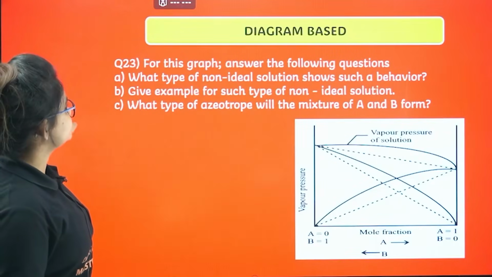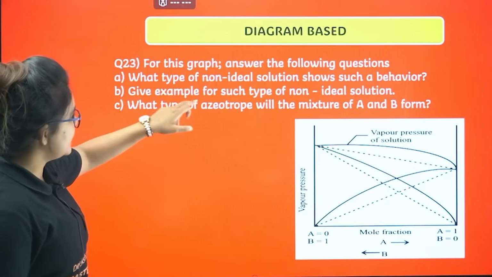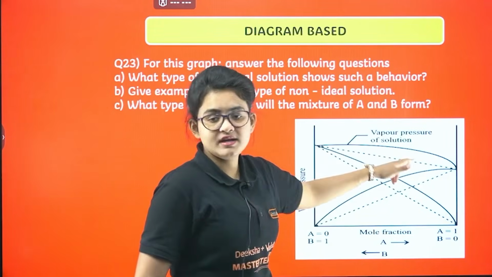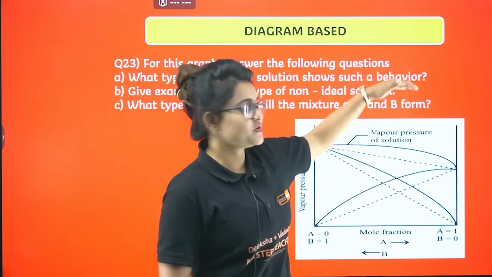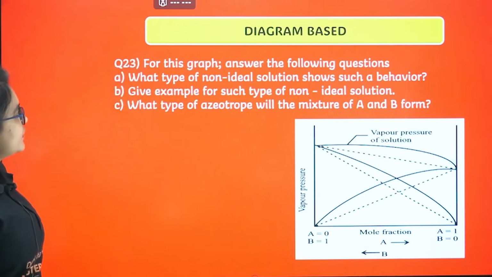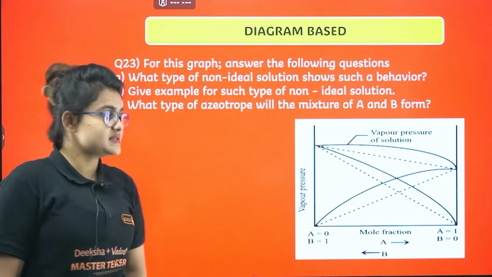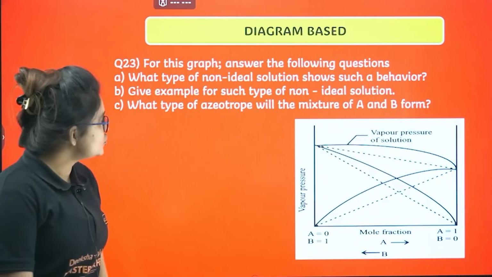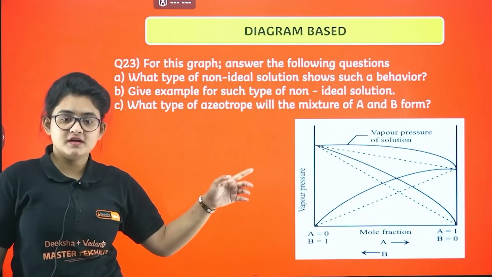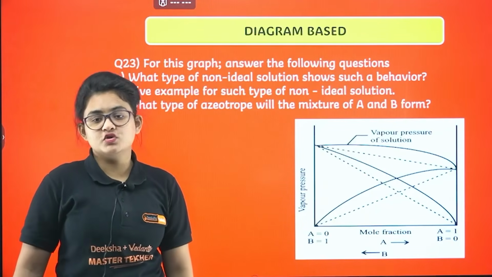Okay, let's proceed. This is a diagram based question. For this graph, answer the following questions. What type of non-ideal solution shows such behavior? You can see this dotted line represents the ideal behavior. As you can see, it's towards a positive end, so you can say it's a positive deviation. And next, give an example for such type of non-ideal solution. Ethanol and acetone, you can take as the example. Next, what type of azeotrope will the mixture of A and B form? This is basically the positive deviation of Raoult's law. They will show minimum boiling azeotrope, right?